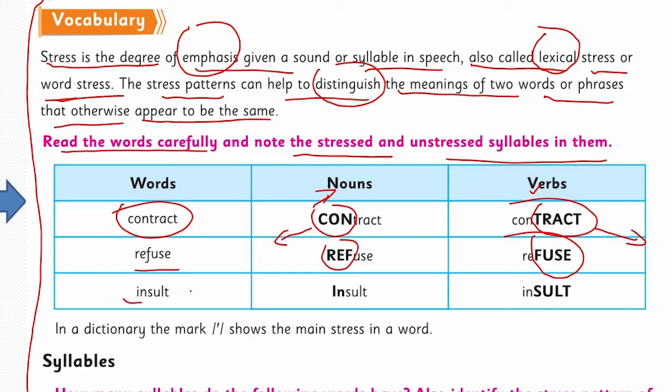And the third word is insult. You can see IN is a syllable here, the stressed syllable, the one that is emphasized. It is bold here with you. In the noun category, IN is 2 letters but 1 syllable. Insult here is in the verb category, which is referring to the stressed syllable here.